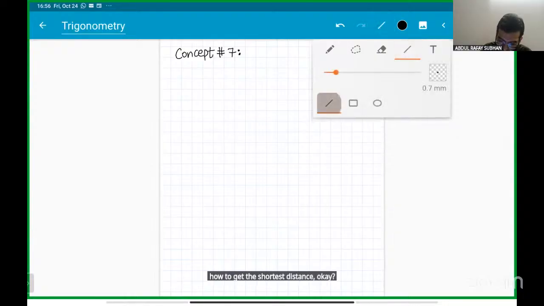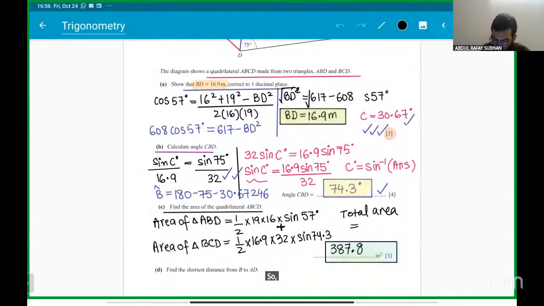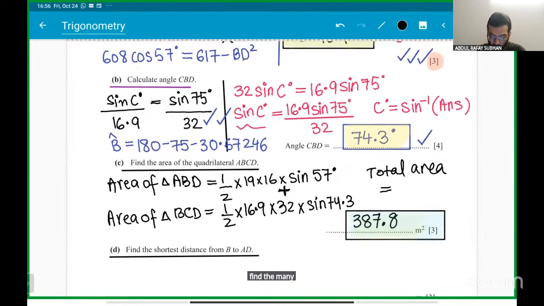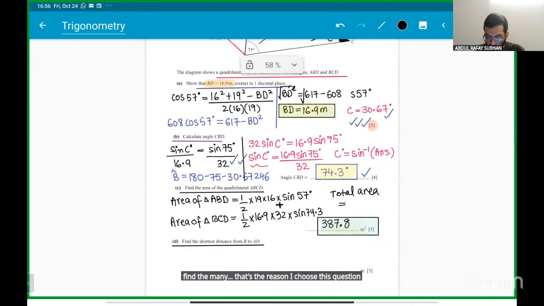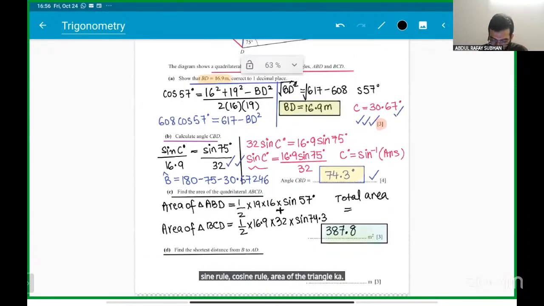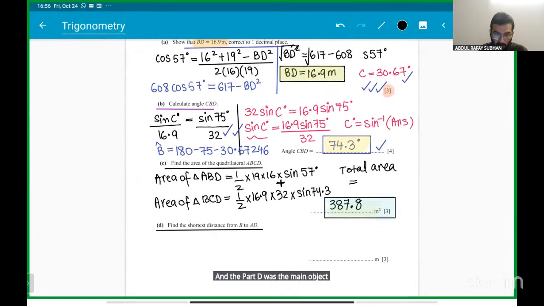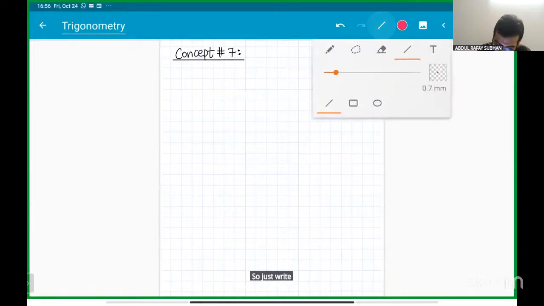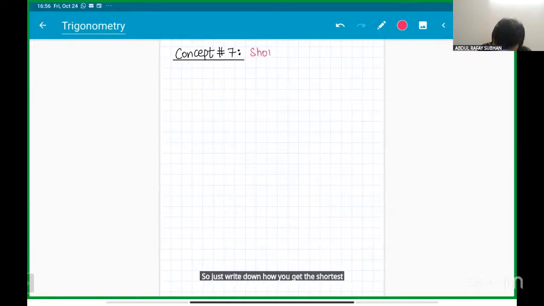So concept number 7. I chose this question so that there is revision of ABC: sine rule, cosine rule, area of the triangle, and part D was the main objective, the new learning of the session. Find the shortest distance from B to AD. So just write down how you get the shortest distance. That's the concept that we are looking for.